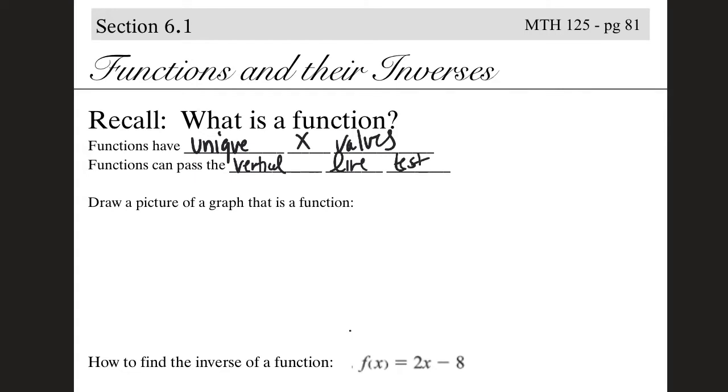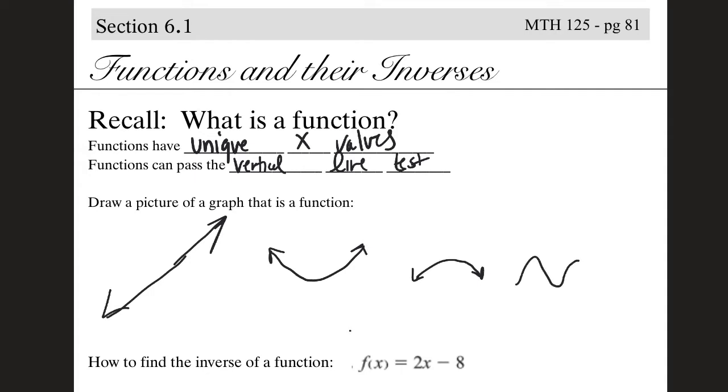If you were going to draw a picture of a graph that represents a function, one way could be to draw a line as long as it's not a vertical line. You could draw a curve that is a smile or a frown. You could also draw one of these curves that goes on and on and on, and essentially all four of those examples pass the vertical line test, so they are functions.